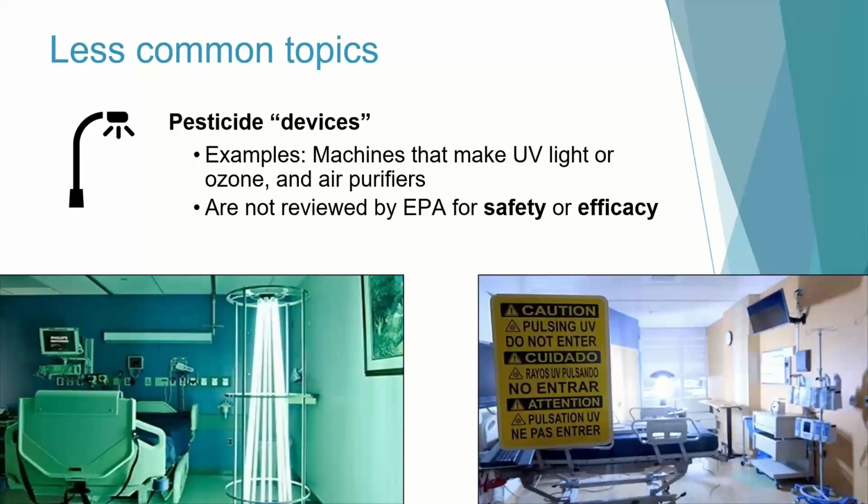And then finally, there's also non-chemical methods of controlling microbes and pathogens on surfaces. And these are pesticide devices. So they're using physical methods rather than chemical methods. For example, air purifiers, like with a HEPA filter, ozone generators, or machines that make UV lights to irradiate and kill the pathogens that way.